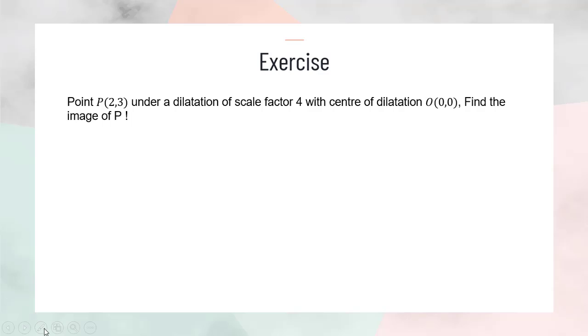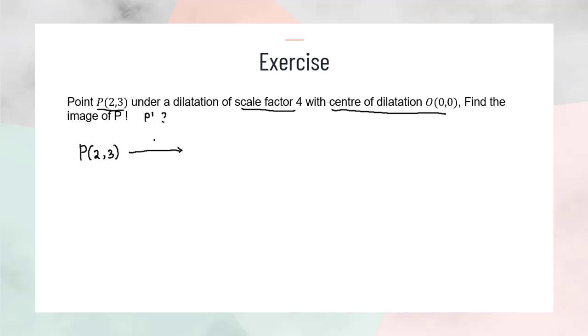I have a question here. Point P with the coordinates (2, 3) under dilatation of scale factor 4 with the center of dilatation (0, 0), and we have to find the image of P, which is P accent. Do you still remember the formula of dilatation with the center of dilatation (0, 0)?